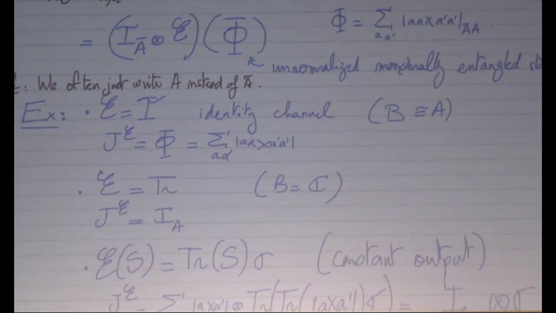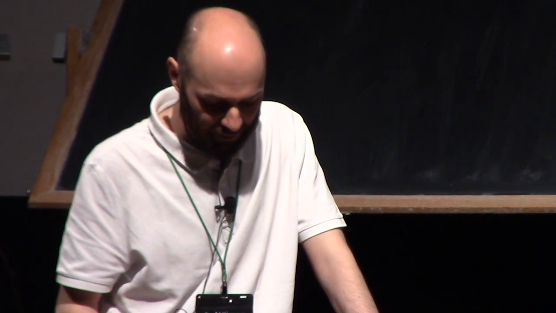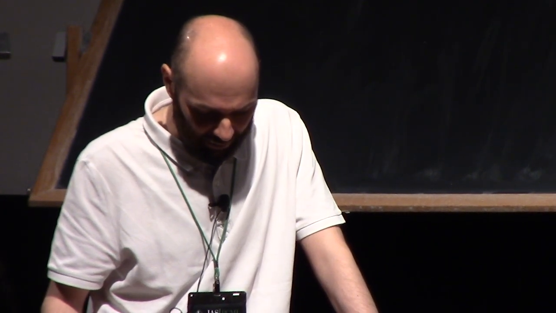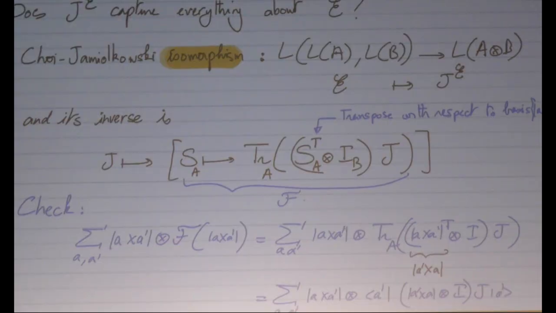One thing you might wonder is, does this capture everything? With what I said, it should be clear that it captures everything because it contains the output of E on the basis of the set of linear operators. It does indeed capture everything, and there is even an isomorphism, called the Choi-Jamiolkowski isomorphism, between a channel and its corresponding Choi operator. The Choi and the Jamiolkowski isomorphisms are slightly different, but here I chose the Choi one because it's a little bit simpler to discuss.